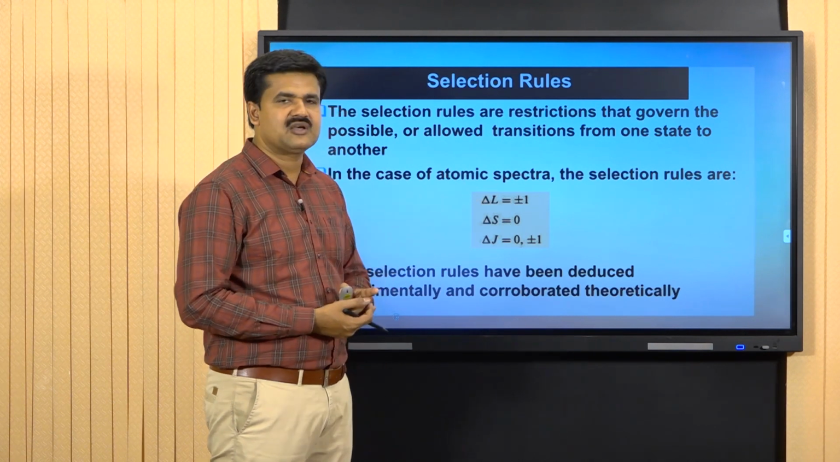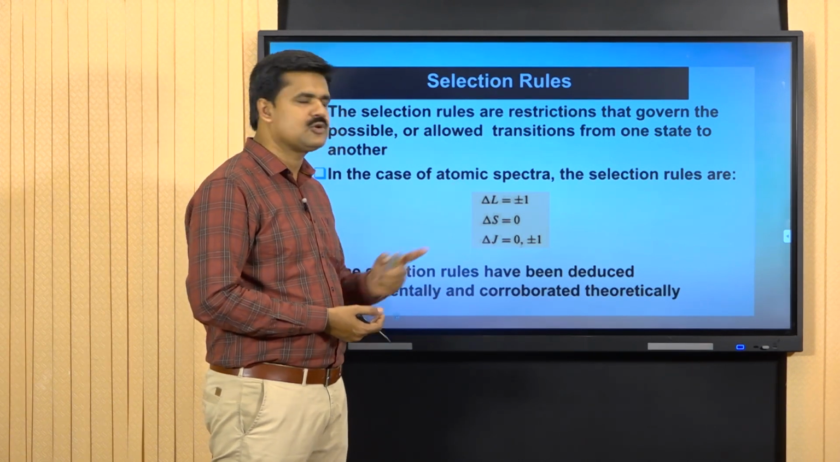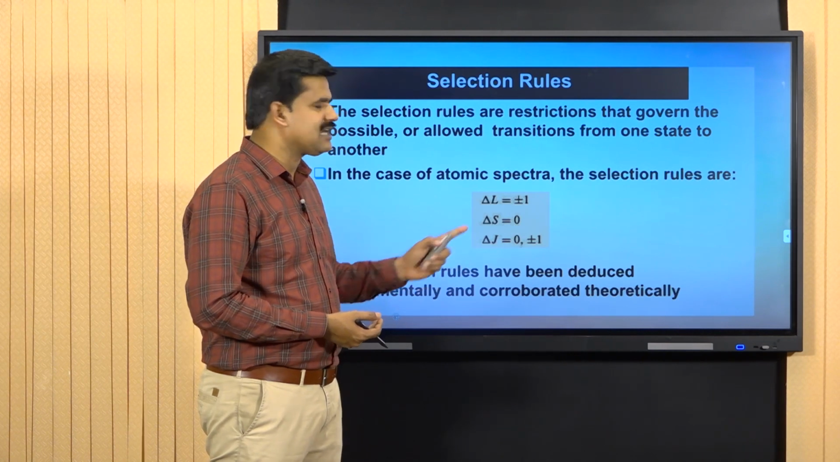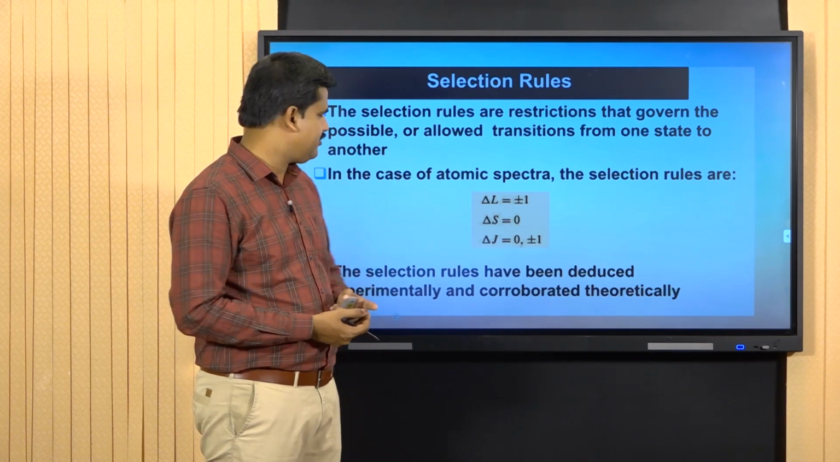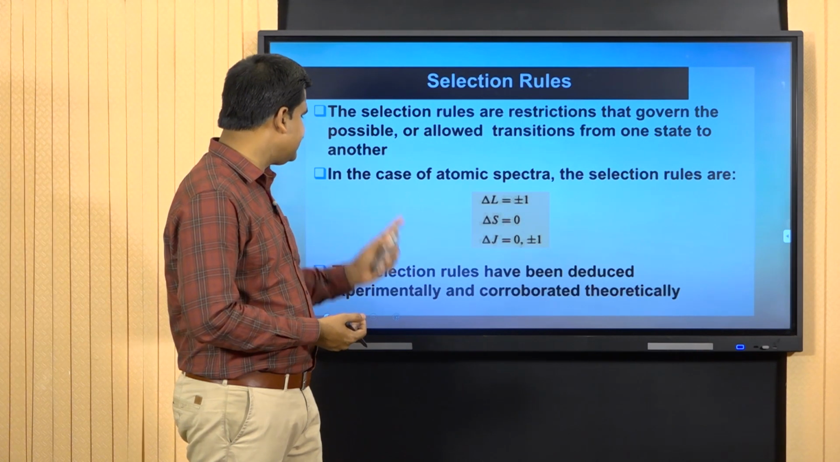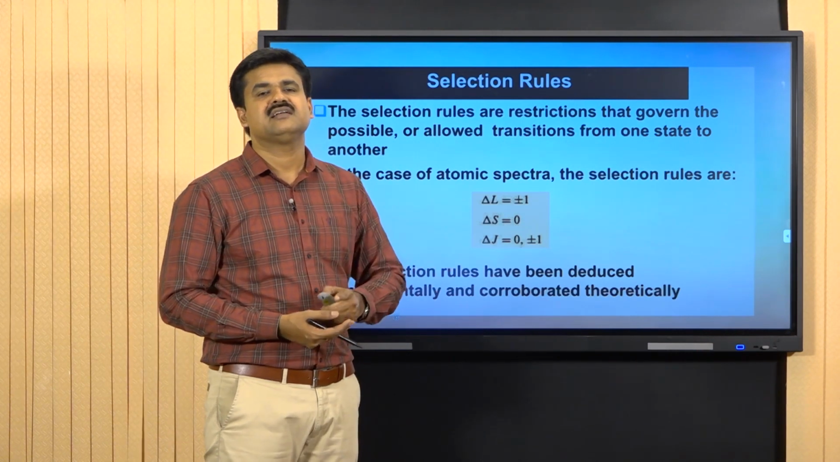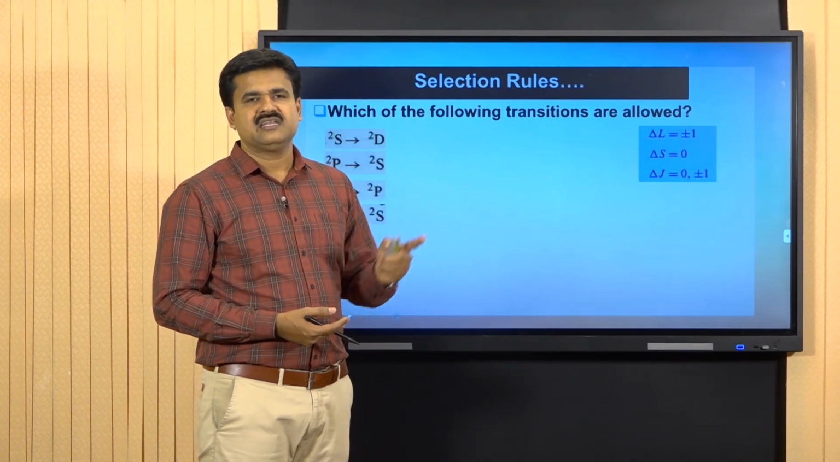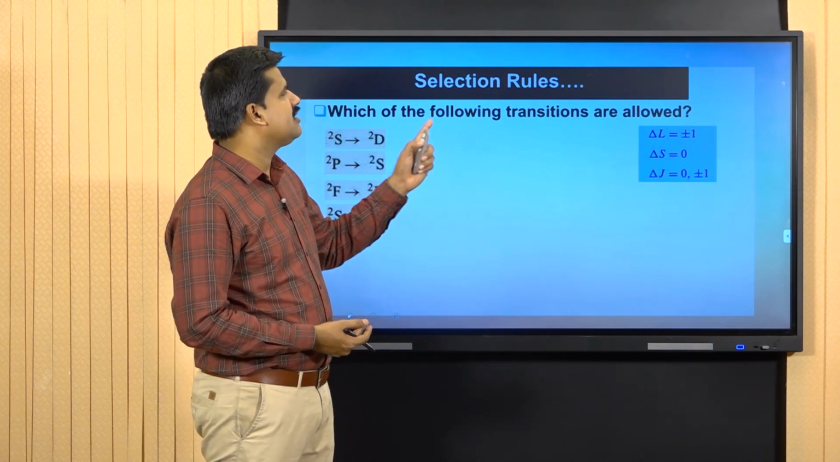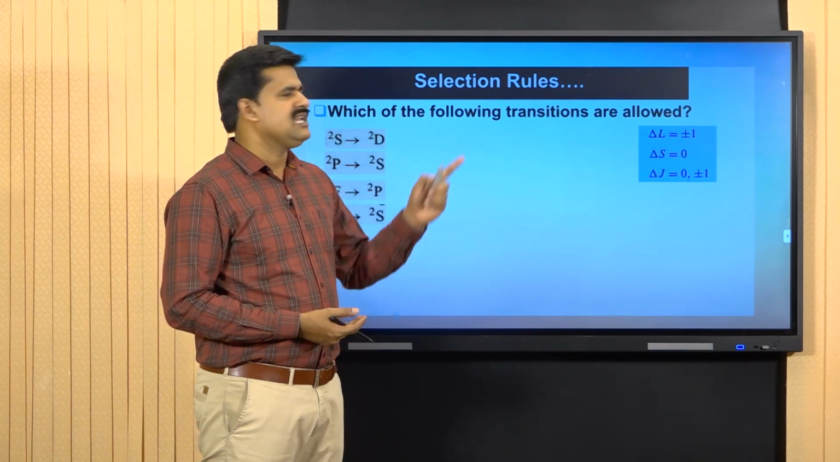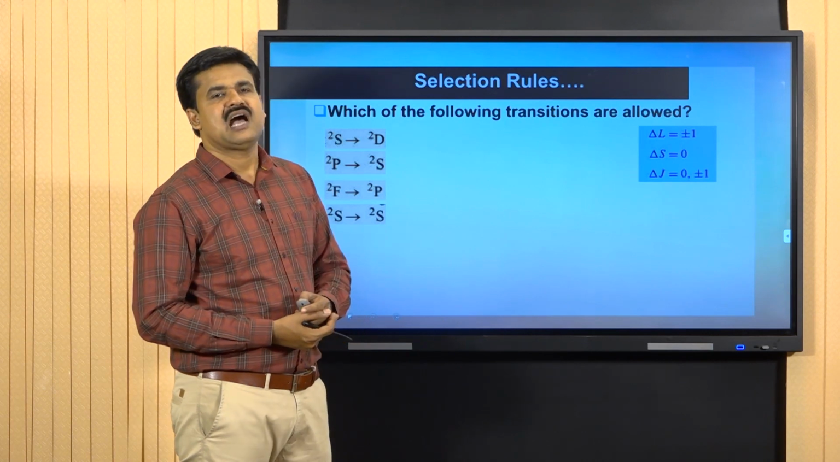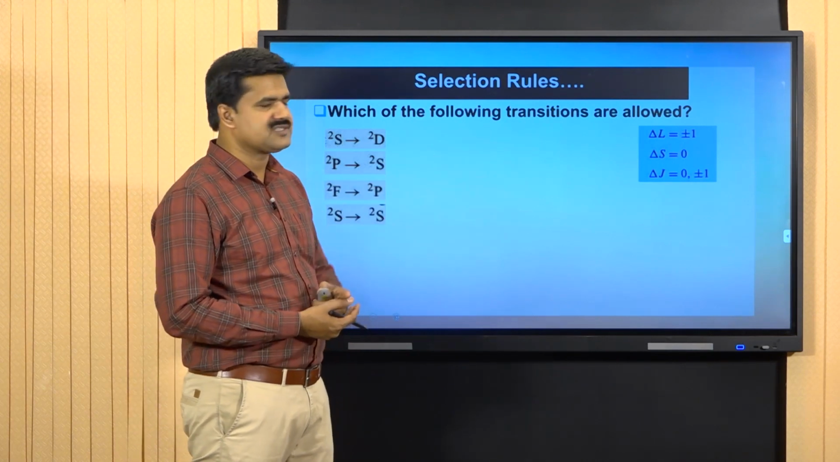Where L is the total orbital angular momentum quantum number, S is the total spin quantum number, and J represents the total angular momentum quantum number. The selection rules have been deduced experimentally and corroborated theoretically. Based on this, we can do this problem. Among these, which transitions are allowed? These are the set of selection rules.